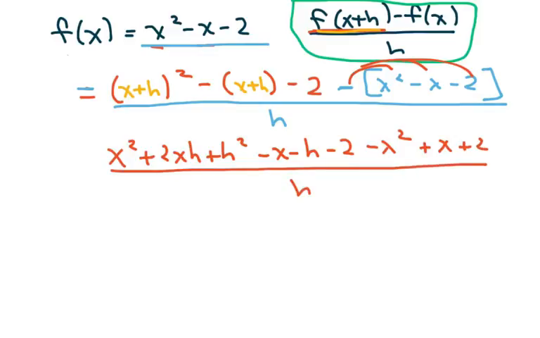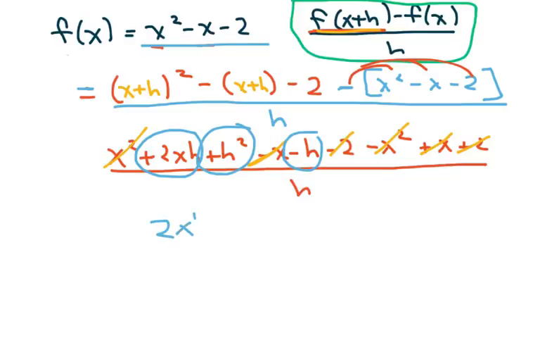And from here, we're going to cancel wherever we can. We can cancel these x's out and the 2's. And what you'll notice when you first do these is we're just left with everything with h's in them. So this is going to happen on our other two problems. So we're left with 2xh plus h squared minus h over h.